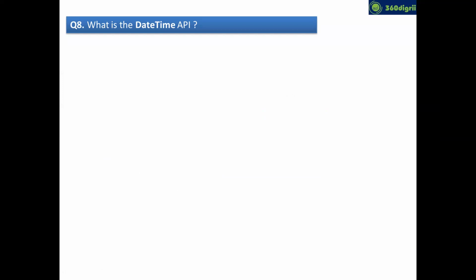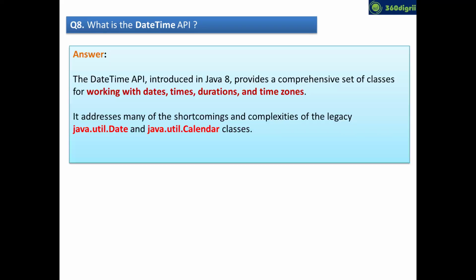Fine. Let's say, buddy, the datetime API. I'm not sure whether in core Java you got a chance to work with date and calendar related classes. But in Java 8, they gave some new classes in the datetime API. If you see the classes, the Date and Calendar classes existed before Java 8.